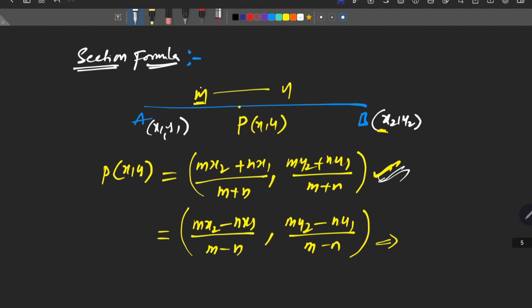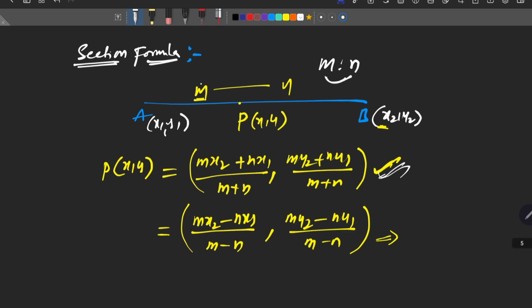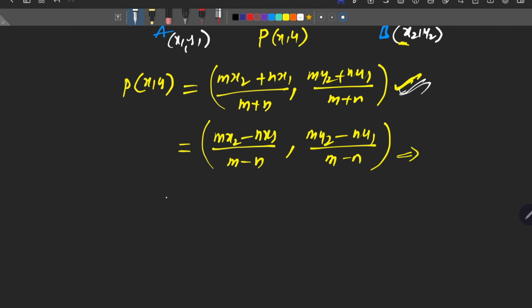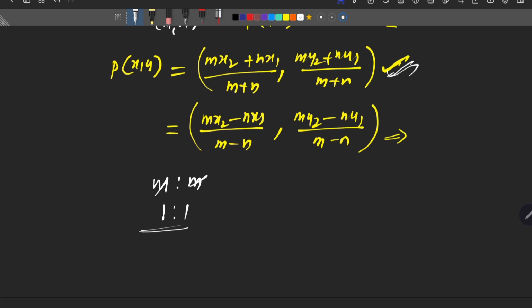Suppose in the same criteria, m is to n is the section ratio. If m is equal to n, what happens? Then the section ratio will be m is to m, and the m cancels, giving 1 is to 1. If the section ratio is equal, this is called the midpoint formula.